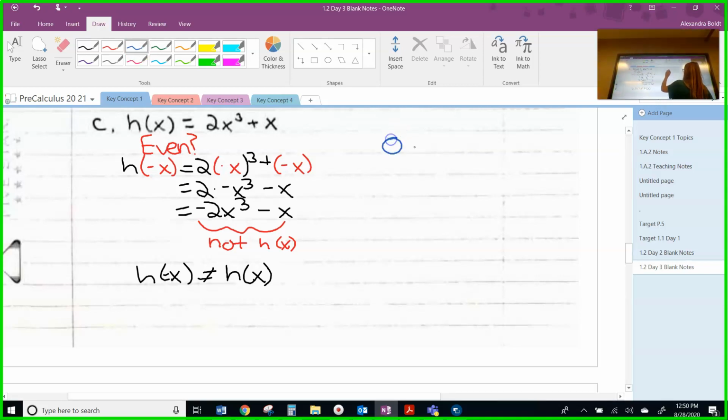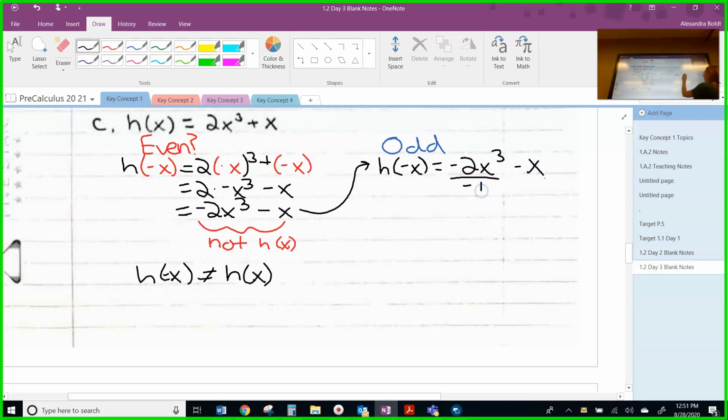Now I want to check, is it odd? Well, again, I take this part here. So right now I have h of negative x equals negative 2x cubed minus x. I divide everything by negative 1. That negative 1 pops out. So I have negative 2 divided by negative 1 is just 2x cubed. Negative 1 divided by a negative is positive x.